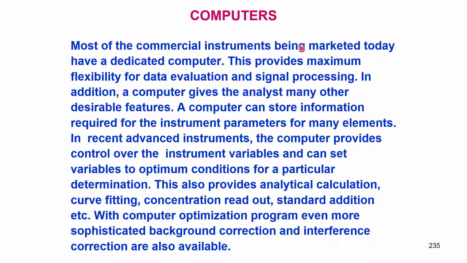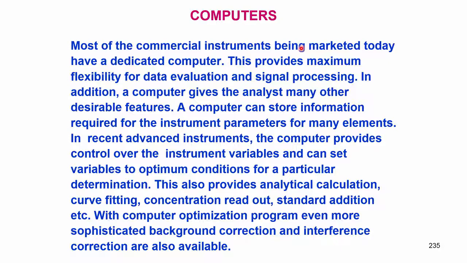All that information: what is the temperature, the method, the temperature of the flame, whether you should use air acetylene or nitrous oxide acetylene. Almost all those parameters can be stored in the atomic absorption spectrometer computer, of course. So, the computer provides control over the instrument variables, and it can set variables to optimize conditions for a particular determination. The whole procedure can be stored.